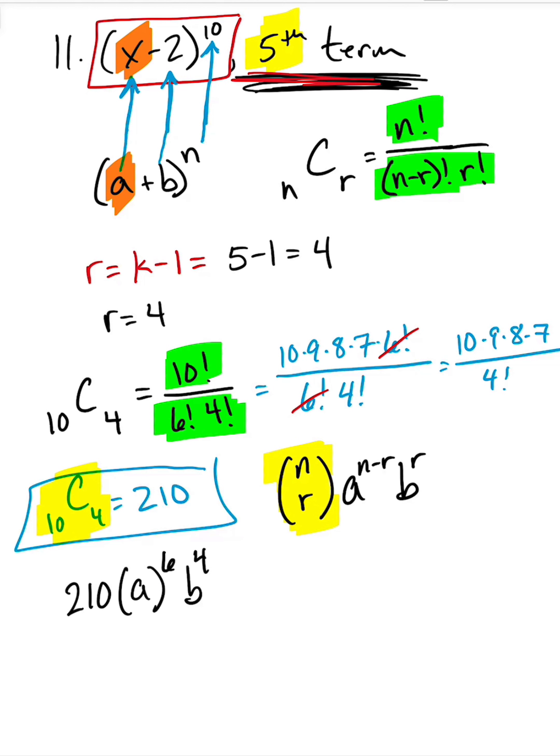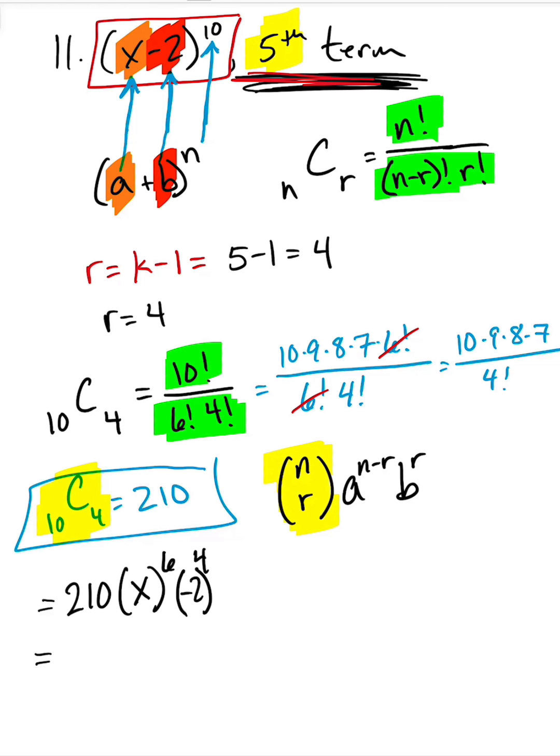Well, actually, let me back up a little bit. So I know what my a term is, right? My a term is x, so I'm going to put x there in place of a. And as I look at my b term, I want to recall that my b term is negative 2. So I want to replace my b with negative 2. So that's negative 2 raised to the 4th power. Okay? Now, as I continue, I actually want to simplify this.